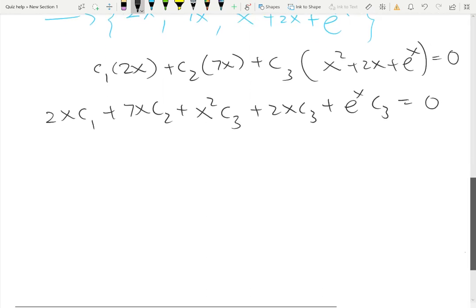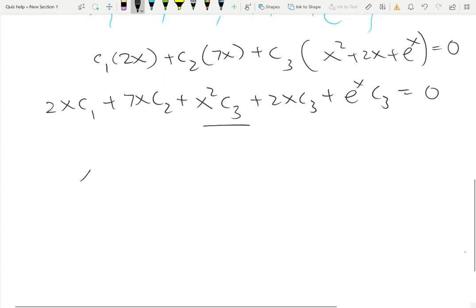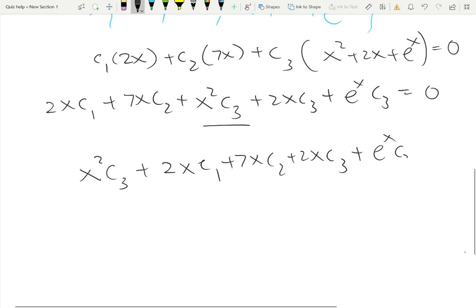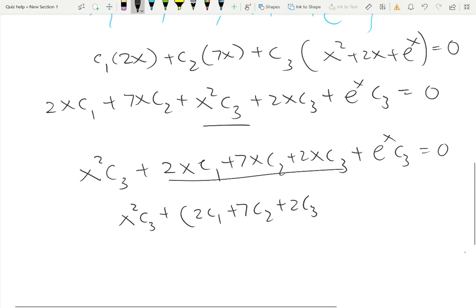Now let's regroup them. Let me write these x² terms in the beginning. x² c3 plus x terms: 2x c1 plus 7x c2 plus 2x c3, plus then the e^x term. Furthermore I can factor x here, so I can write (2c1 + 7c2 + 2c3), take out an x, and e^x c3 is equal to 0.